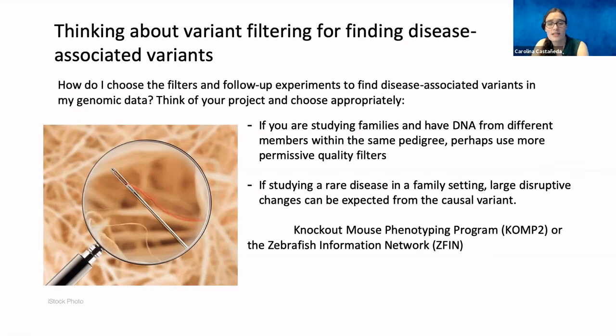So you can assess these with some follow-up experiments on functional cell line or tissue assays, as well as checking phenotype data from consortiums such as the Knockout Mouse Phenotype Program or the Zebrafish Information Network. In this way, you can assess whether the specific variant that you're looking at has already been reported to change the phenotype in these model animals.